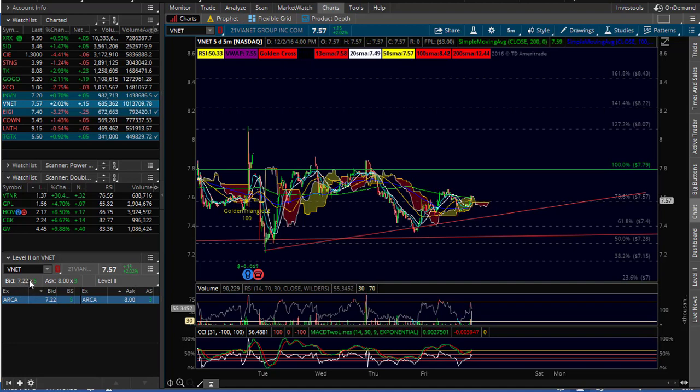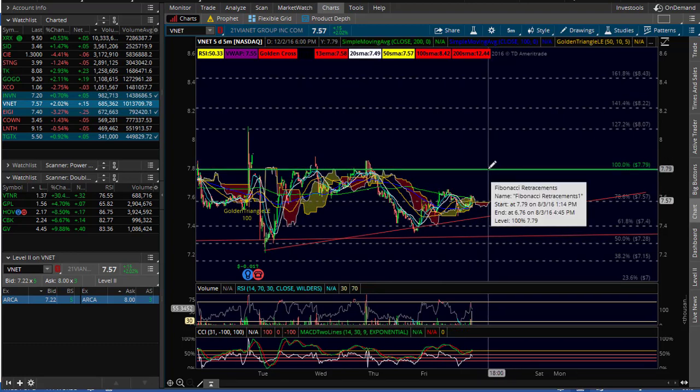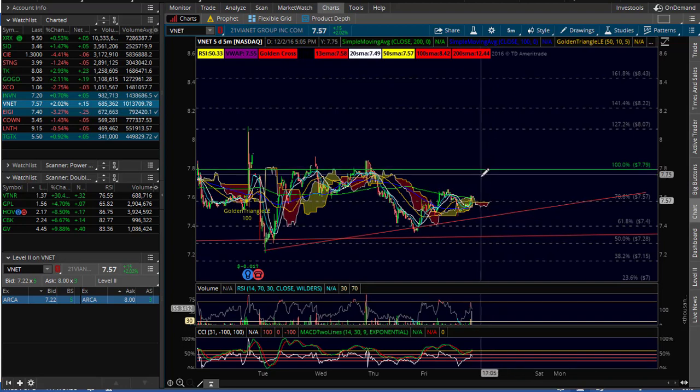So your order won't fill unless it fills at the price you specify. So if the stock is at 757, but you want 750, you can set your limit order at 750, and that's the price you're going to get, or you may not get it if it continues to go up. Does that answer your question about the bid and ask? All right, cool.